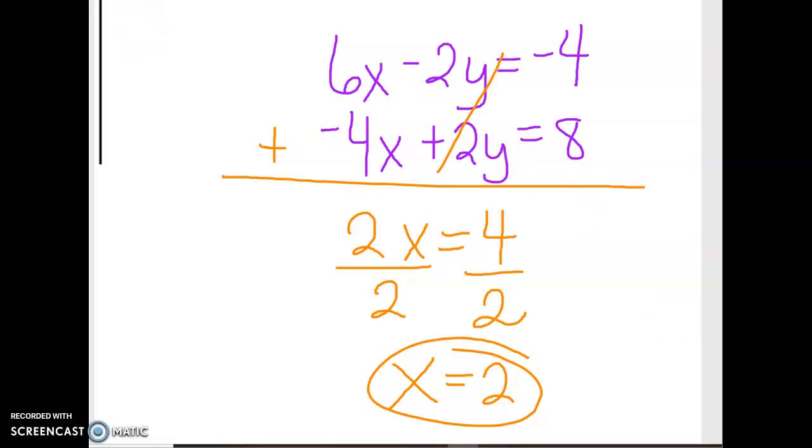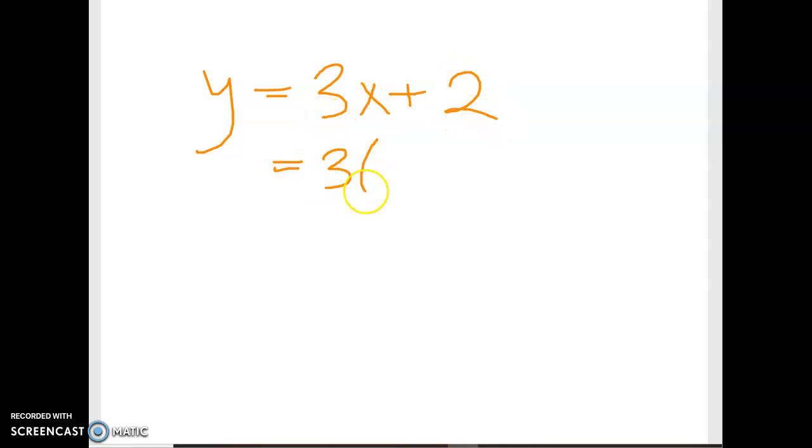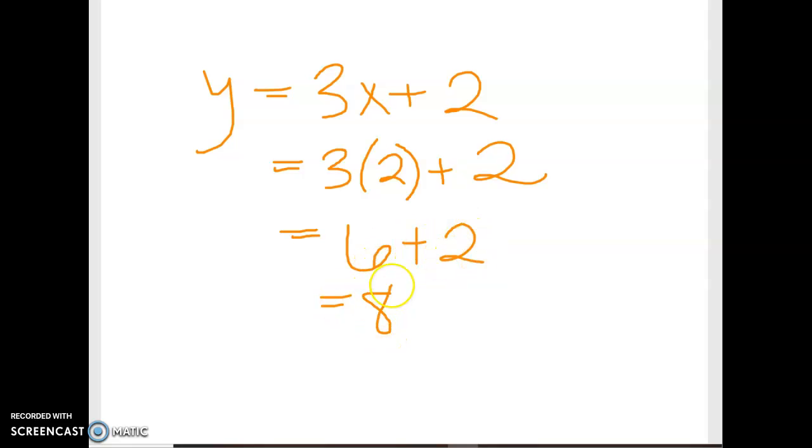Once you have the x value, you can plug back into either of the equations to get your y value. So I'm going to plug back into the first equation. That's y equals 3x plus 2. I'm going to substitute the 2 where the x is. So 3 times 2 is 6. 6 plus 2 gives us 8.